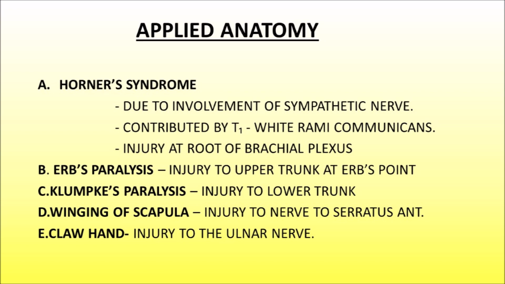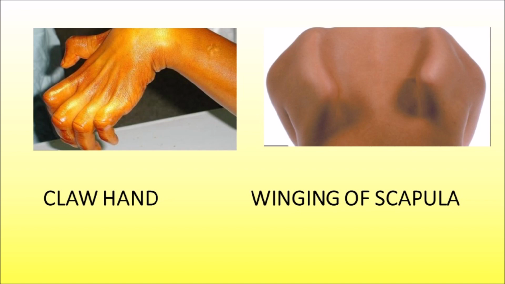Klumpke's paralysis: injury to the lower trunk of the brachial plexus. Winging of the scapula is the injury to the nerve to serratus anterior. Claw hand is the injury to the ulnar nerve. As we have already discussed applied anatomy in the previous slide, the first picture shows the claw hand, which is the injury to the ulnar nerve, and the second one shows the winging of the scapula, which is the injury to the nerve to the serratus anterior.